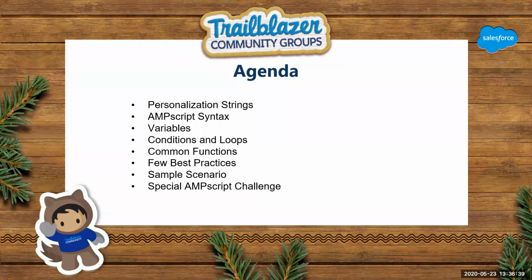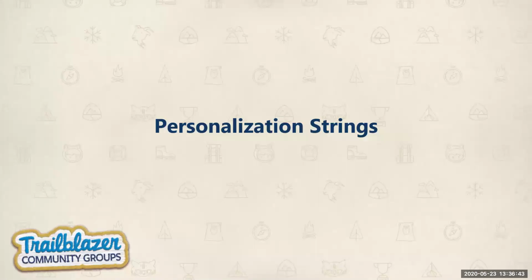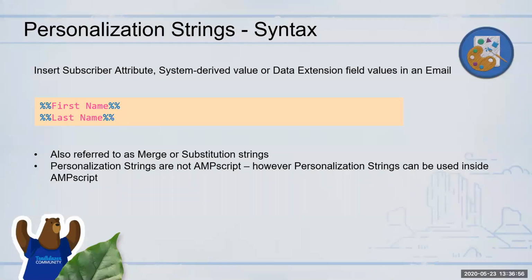So let's start with personalization strings. If you've studied a little bit about email, or if you've been using Marketing Cloud for a while, you probably would have come across this term, personalization strings. That is not AMP script. Personalization strings are primarily about your subscriber attribute or a data extension field, or sometimes a system derived attribute value that is available, which you can use for personalizing emails.